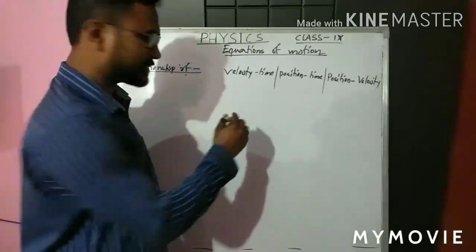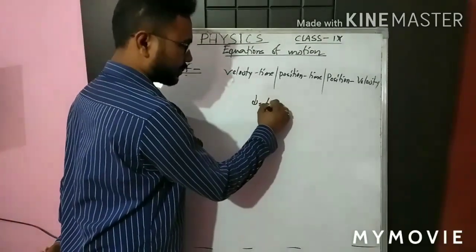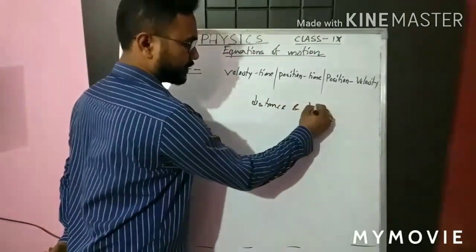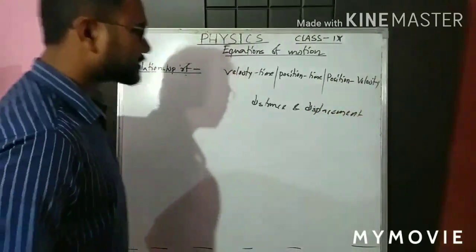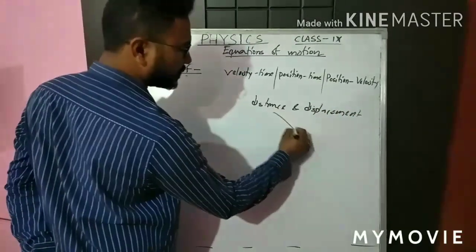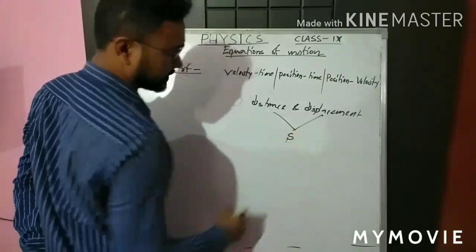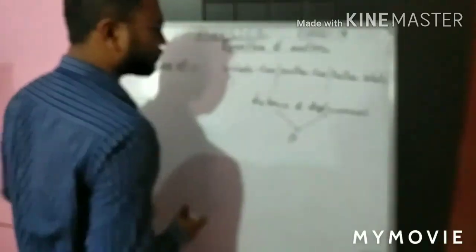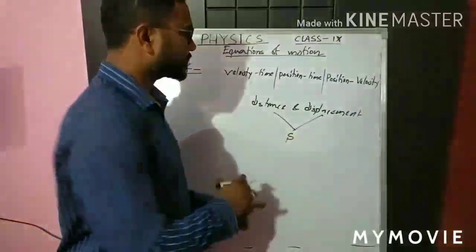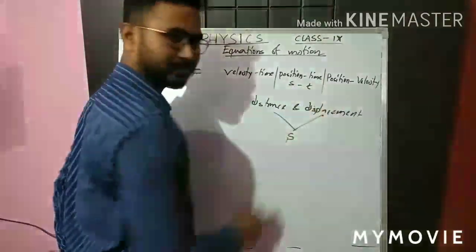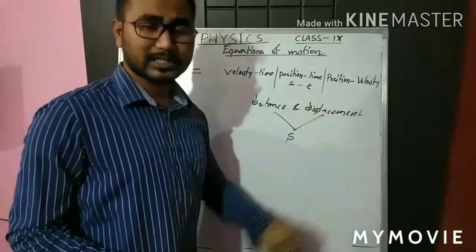One, we have got distance, another one is displacement, right? Now, in displacement we denote these two terms as S. So the position-time relationship will be the relation between S versus T, that means distance or displacement.